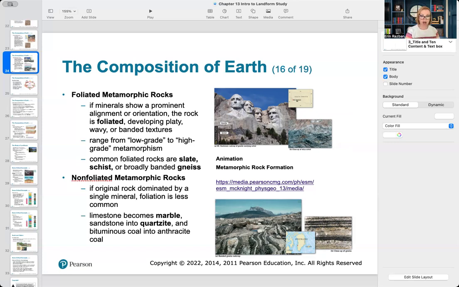Then we have non-foliated metamorphic rocks. They lack this alignment, often because they were composed predominantly of a single material. Marble, which forms from limestone, is a classic example of non-foliated metamorphic rock. The beautiful marble of Michelangelo's David started as just humble limestone made of tiny marine organisms.